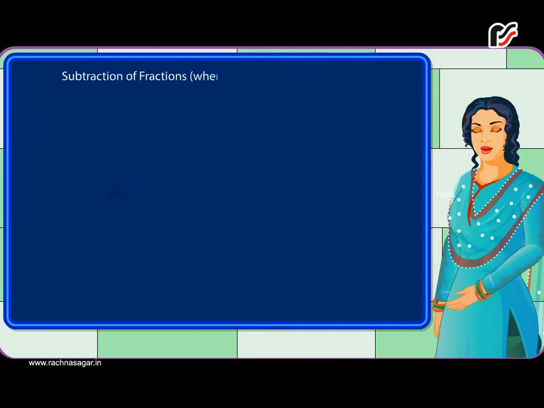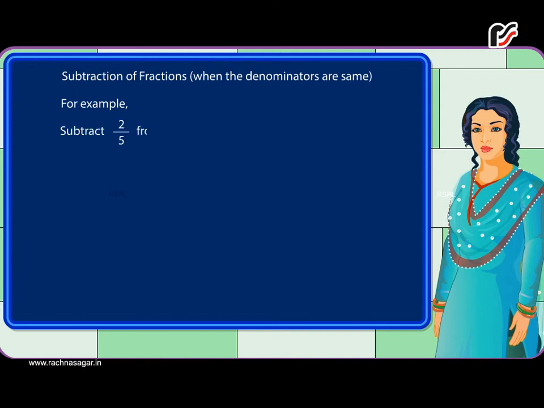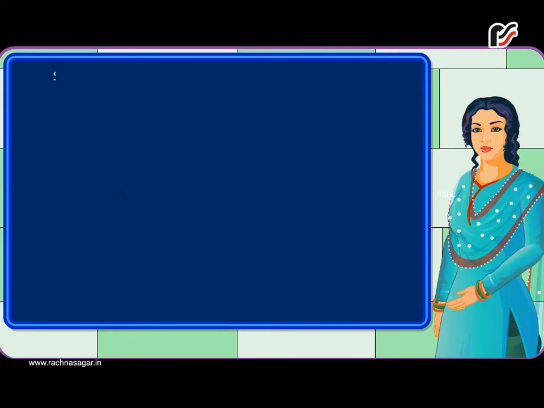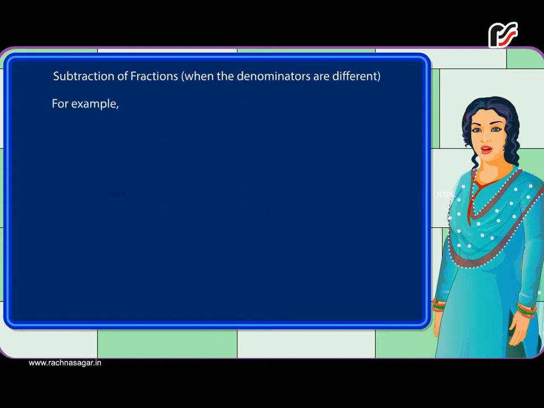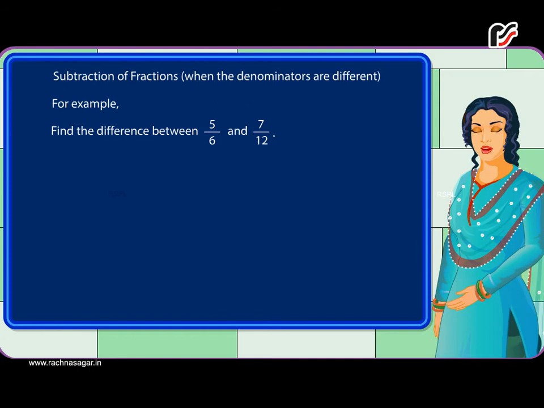Subtraction of fractions when the denominators are same. For example, subtract 2 by 5 from 4 by 5. Solution. 4 by 5 minus 2 by 5 is equal to 2 by 5. Subtraction of fractions when the denominators are different. For example, find the difference between 5 by 6 and 7 by 12.